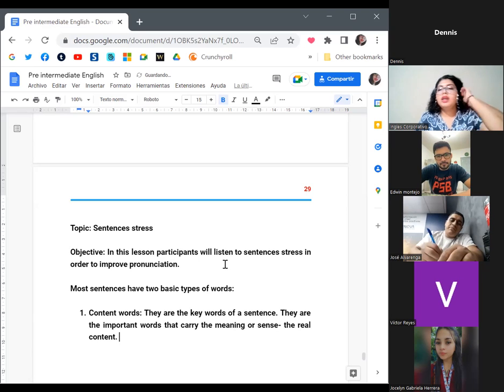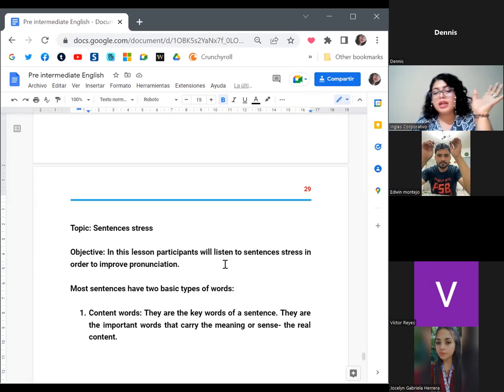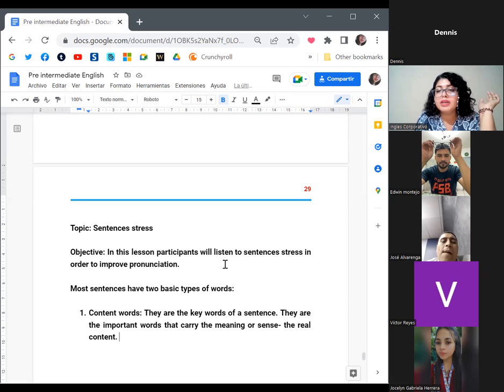So in the sentences, we have the first kind of words that are the content words, that they are the keywords. They are the important words that carry the meaning or sense or the real content. So en ese caso, ¿verdad? Este tipo de palabras son como las palabras claves, las que nos dan la idea principal de la oración, o el sentido, ¿verdad?, de lo que estamos tratando de decir en esa oración.